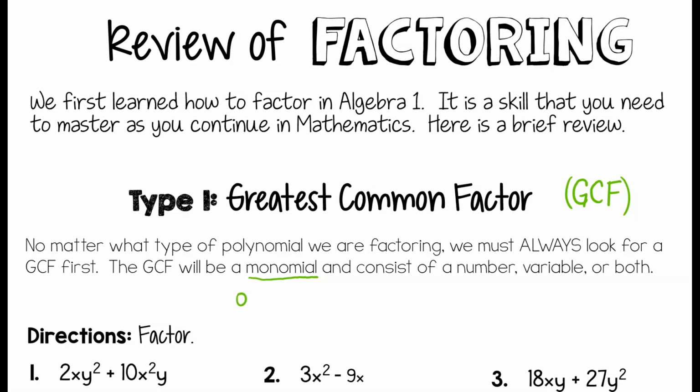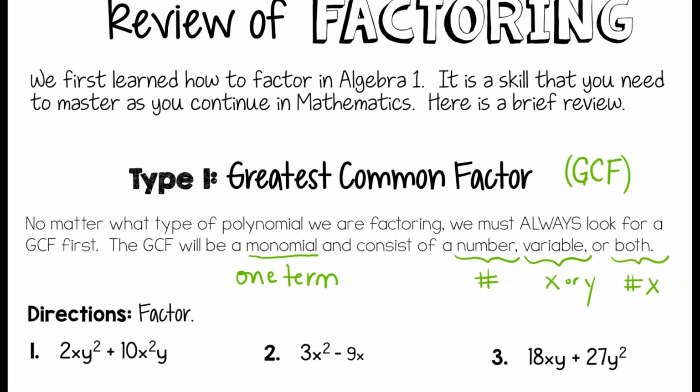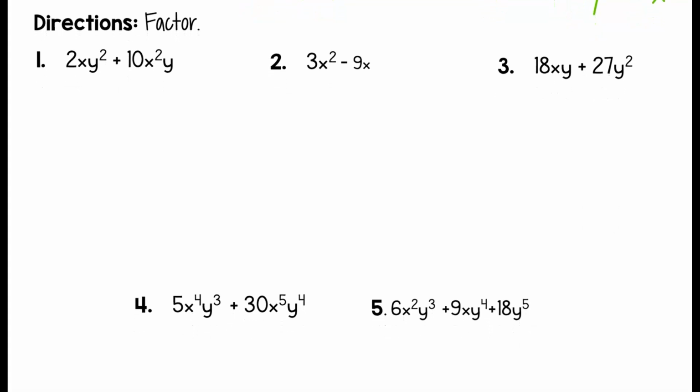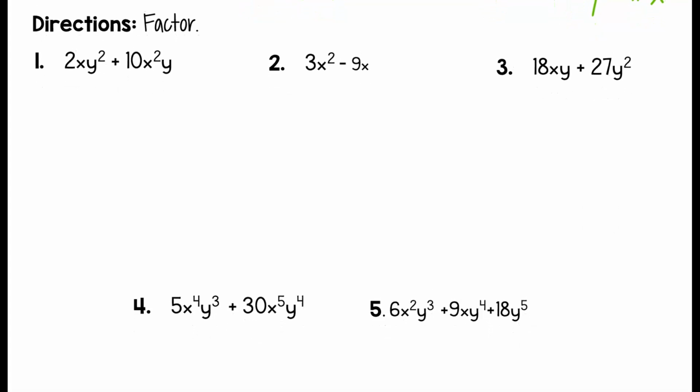Monomial means one term. That one term can consist of a number, a variable, so for example, x or y or whatever the case may be, or it could be both together. So for example, you can have a number with an x next to it. Regardless, you need to make sure that you check that every term of the polynomial is divisible by that GCF. So here are a few examples that we'll work on, and then you'll go ahead and practice.